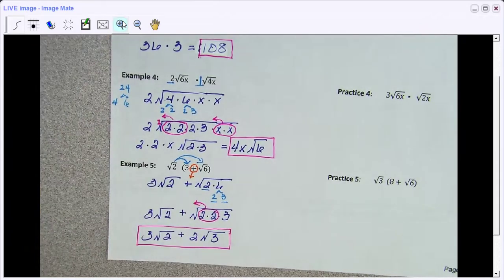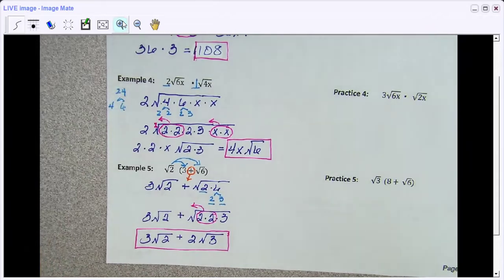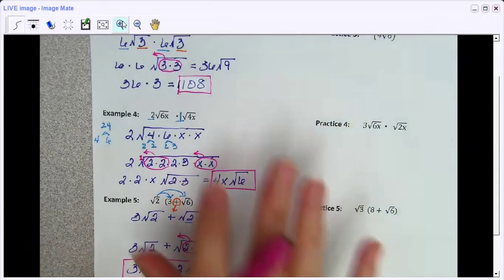So that's the left side. I want you now to go and do the right side on your own. And when the screen comes back on, you're going to see all the answers to the right side so you can check your work. So you may want to pause the video right now.